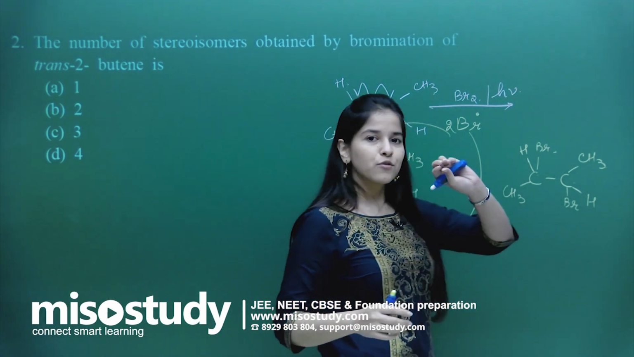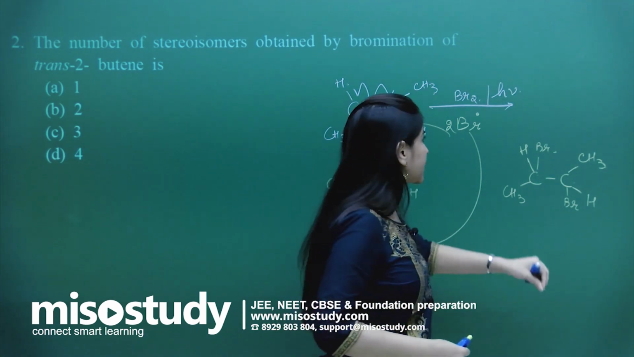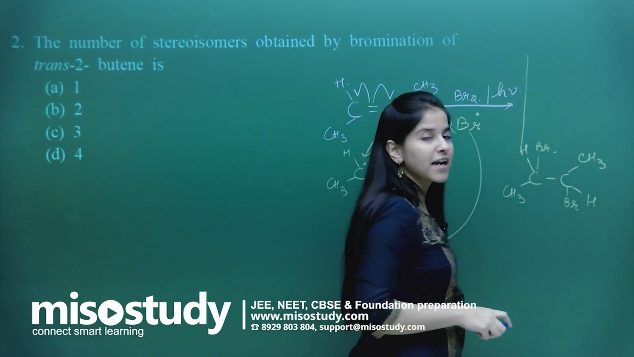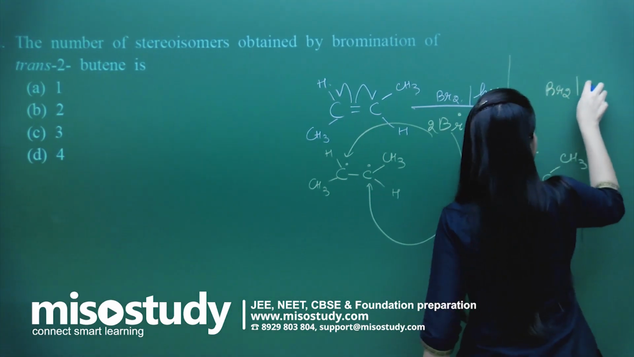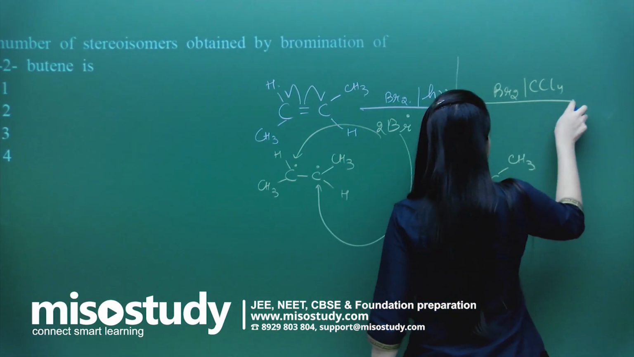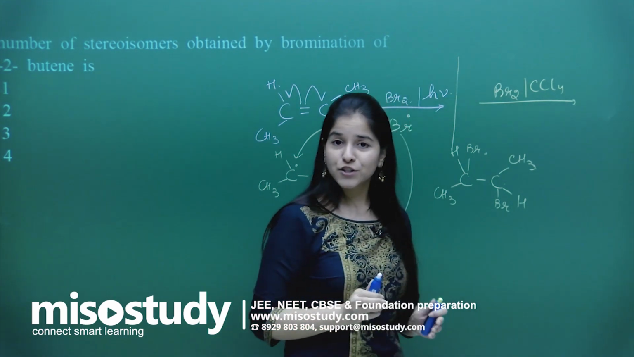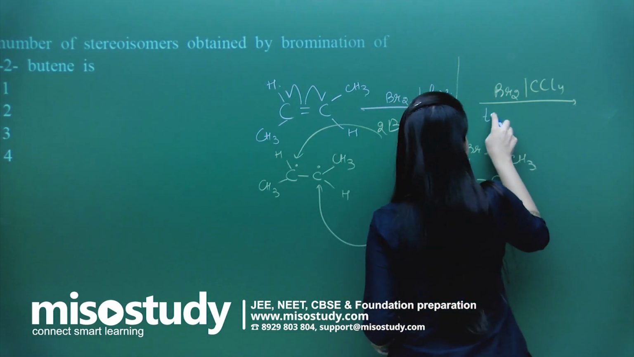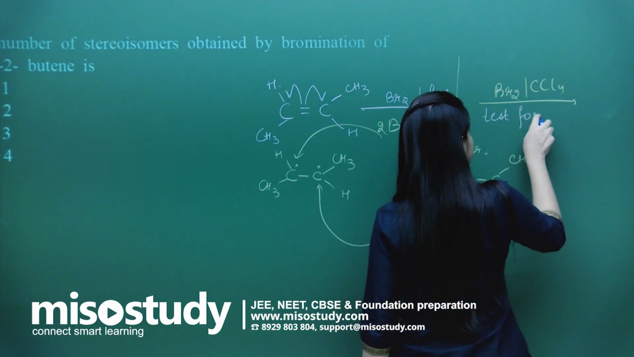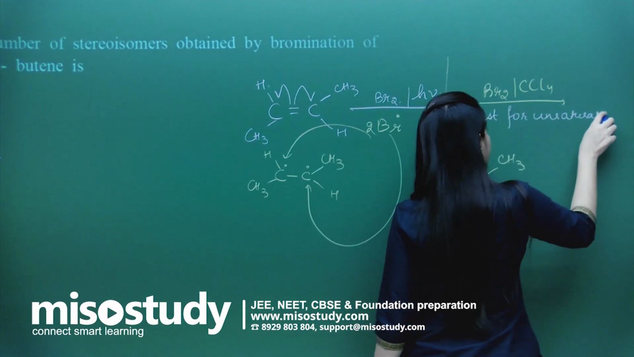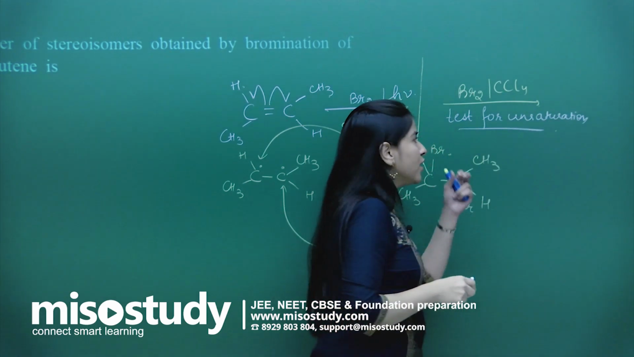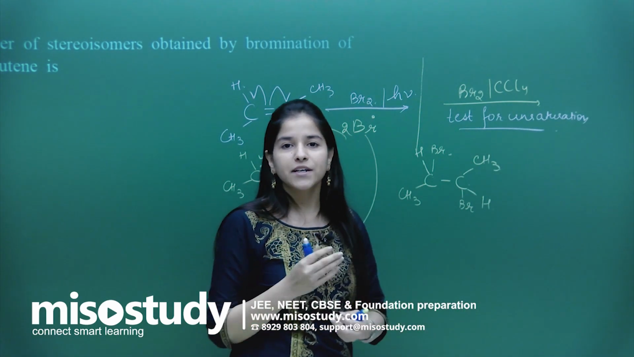I would like to discuss one more reaction over here, if I am not considering the free radical mechanism but the bromination in the presence of CCl4. That is what we have done under the category of test for unsaturation. So, this is test for unsaturation. In this, we always get what kind of a product?